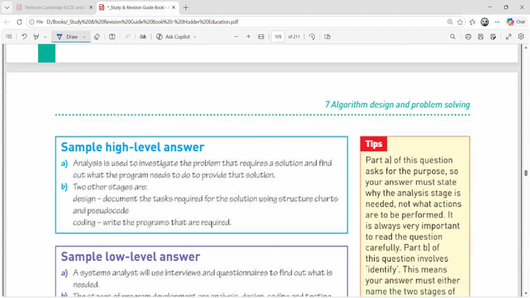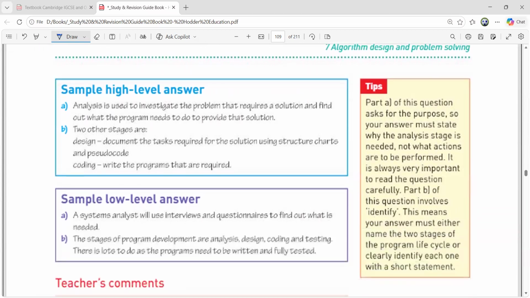By the way, my main concentration is you people noting down the tips for the best answers to be written. Part A of the question asks for the purpose. So your answer must state why the analysis stage is required, not what actions are to be performed. This is what you need to be very clear about. The question was only asking what analysis is doing. So they have mentioned that students should not be writing down about abstraction and decomposition.